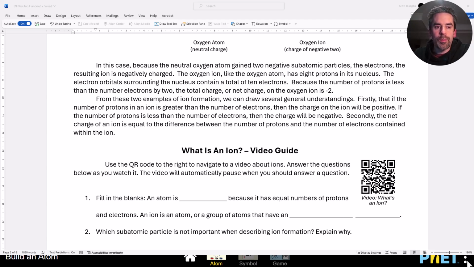Firstly, if the number of protons in an ion is greater than the number of electrons, then the charge on an ion will be positive. If the number of protons is less than the number of electrons, then the charge will be negative. Secondly, the net charge of an ion is equal to the difference between the number of protons and the number of electrons contained within the ion.